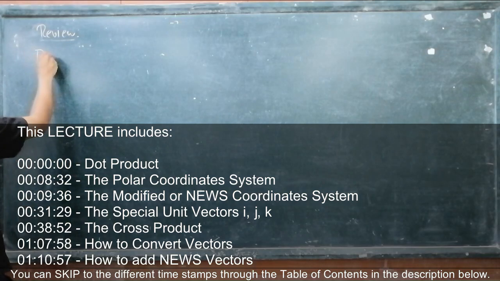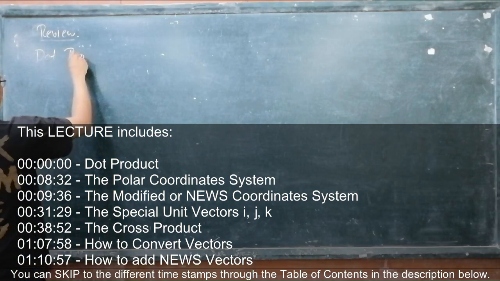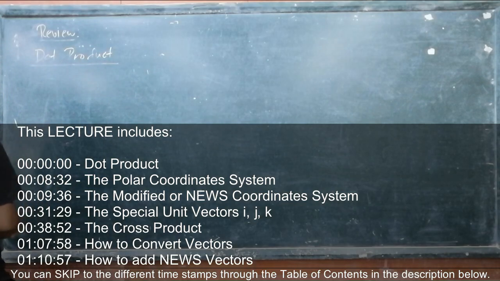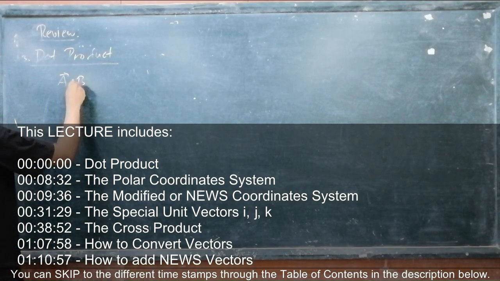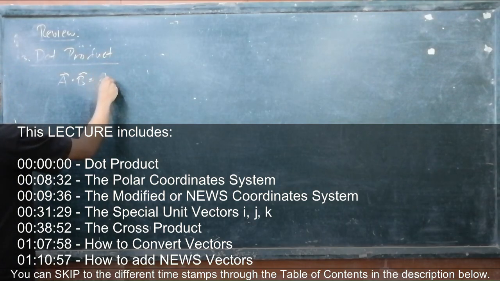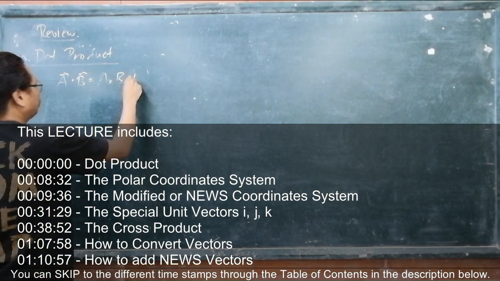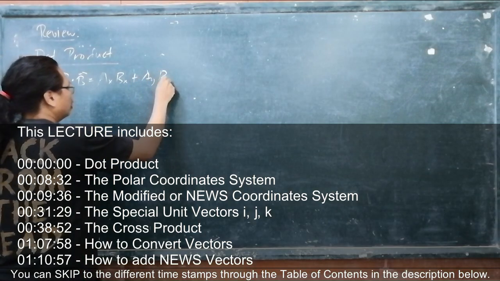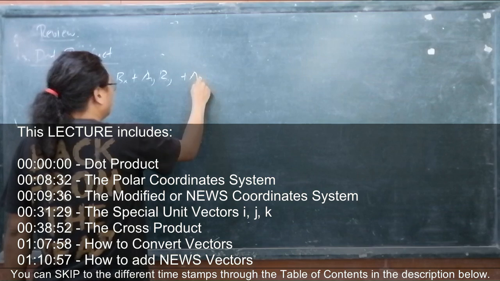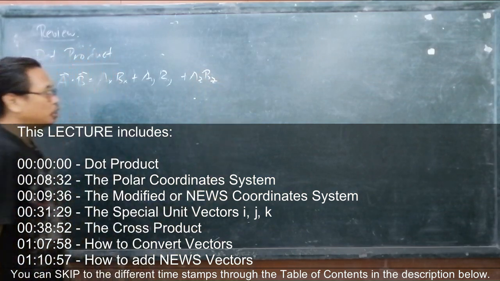Okay, the dot product of two vectors. How did we define it? This is number 3. A dot B is AX, BX plus AY, BY. Now, if there's a third component, Z, then we can just add AZ, BZ in 3 dimensions, no?